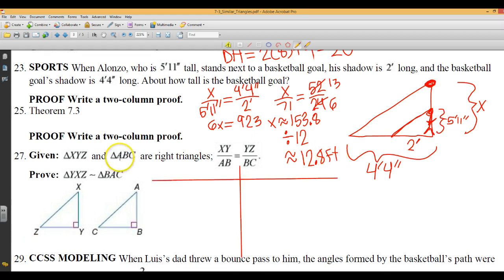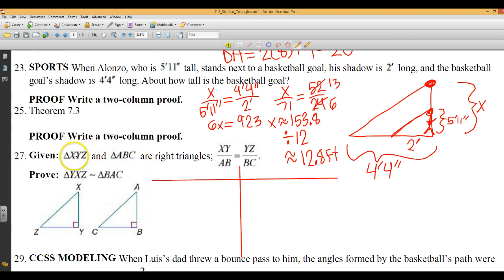In number 27, we are given that triangle XYZ and ABC are right triangles. XY over AB is equal to YZ over BC. So those corresponding sides are proportional. And we want to prove that the two triangles are similar. So we already know that our corresponding sides here and here are proportional. And we know that these are right angles, which have to be congruent. Therefore, the triangles would be similar by side angle side similarity.